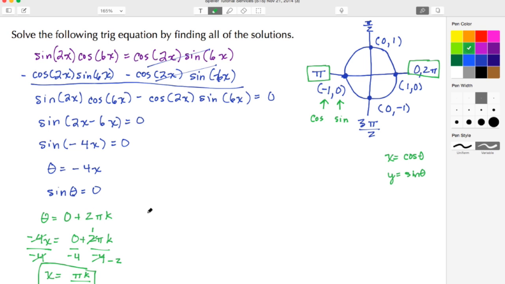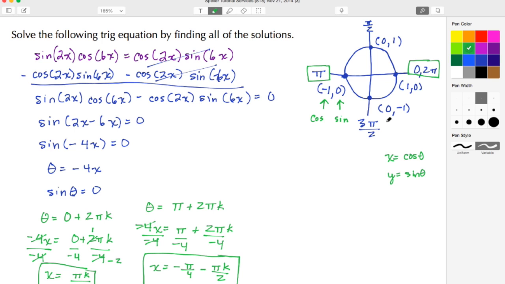All right, let's work on the next solution. Let's say when theta is equal to pi. So here I have pi plus 2 pi k. Again, I'm going to switch back to have everything in terms of x. So I have negative 4x is equal to pi plus 2 pi k. Again, divide each one of my terms by negative 4. In doing so, these negative 4's cancel. I have x is equal to negative pi over 4, and again, this is going to simplify down to the same thing I have here. So this is negative pi k over 2.